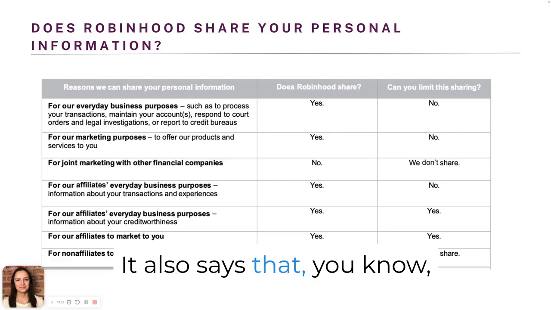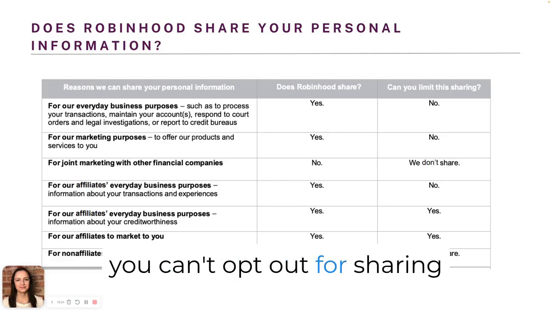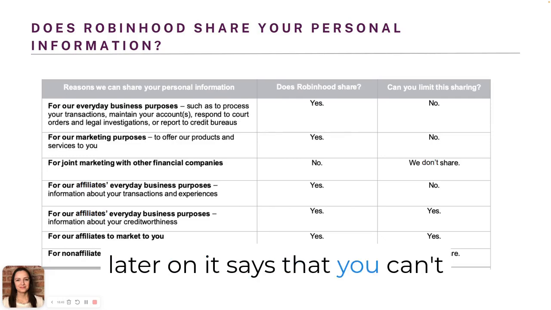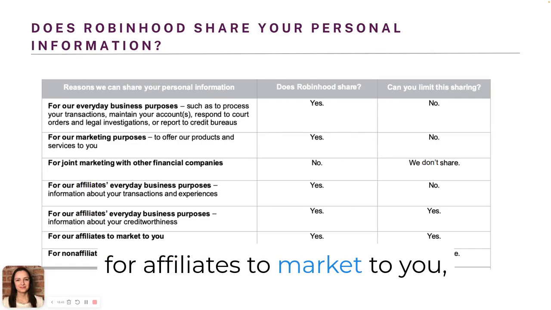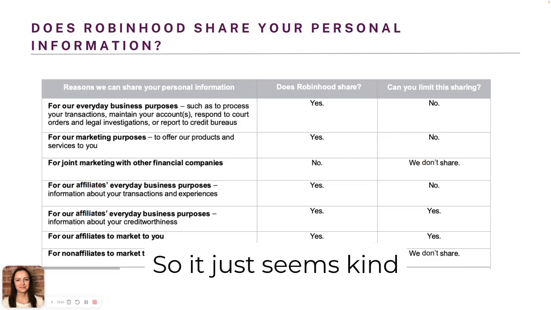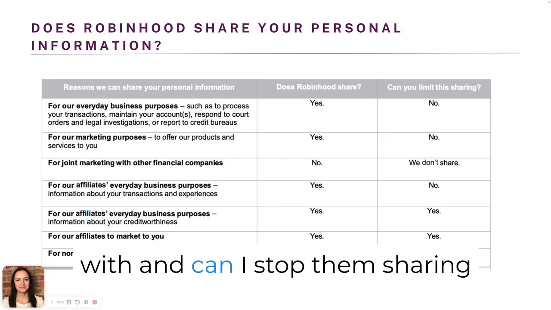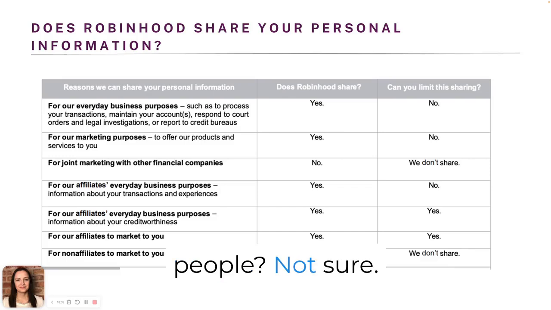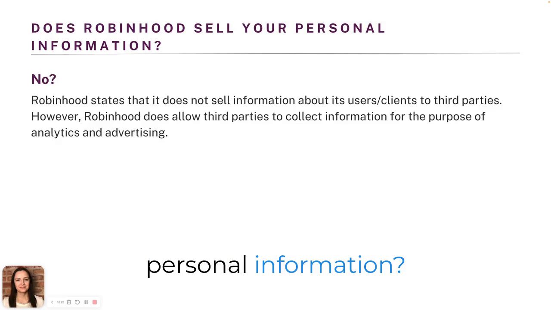It also says that you can't opt out for sharing with affiliates, even though later on it says that for affiliates to market to you, it is shared, but you can limit that sharing. So it just seems kind of confusing. Like, who's my information shared with, and can I stop them sharing that information with those people? Not sure.